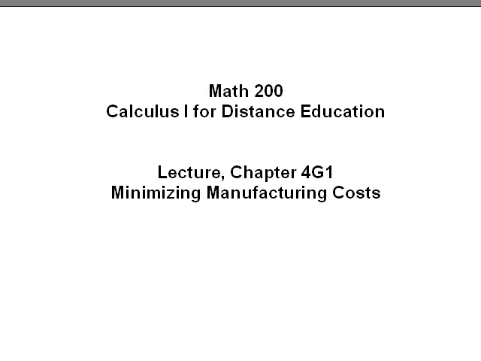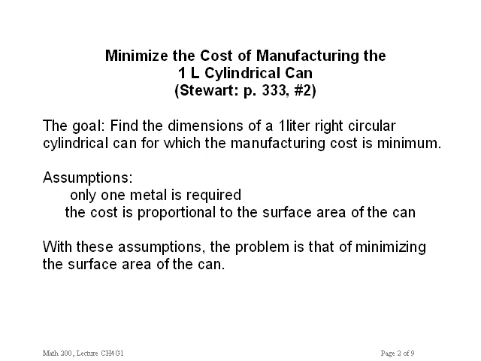This is lecture 4G1 for Calculus 1 on minimizing the manufacturing costs of a right circular can. This is a problem of minimizing the manufacturing costs by using the first and second derivatives of a function.